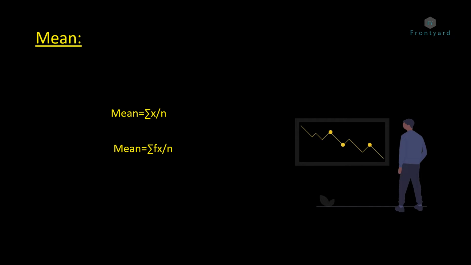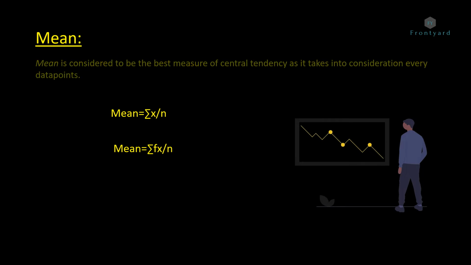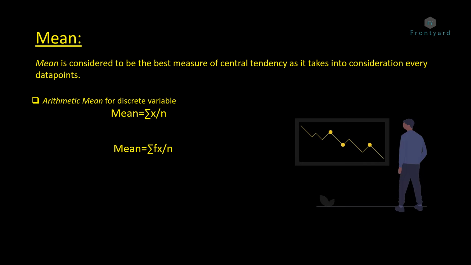Mean is the first measure of central tendency. Mean is considered to be the best measure of central tendency as it takes into consideration every data point while calculating it. Arithmetic mean holds two different formulas for two different variables.